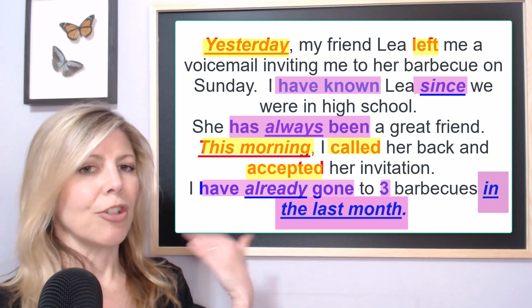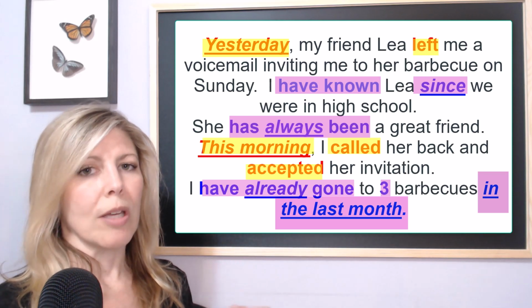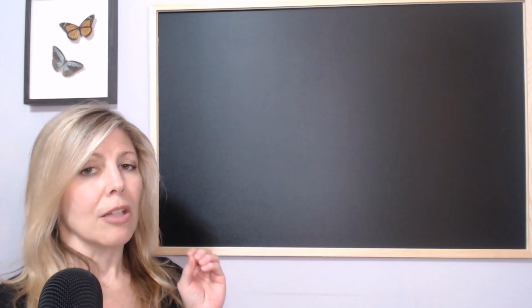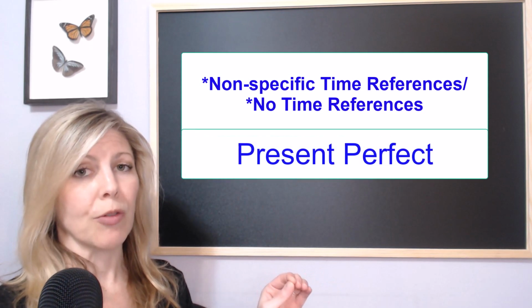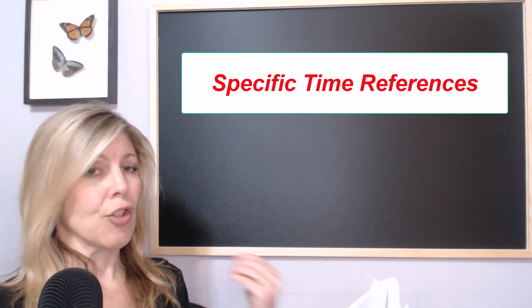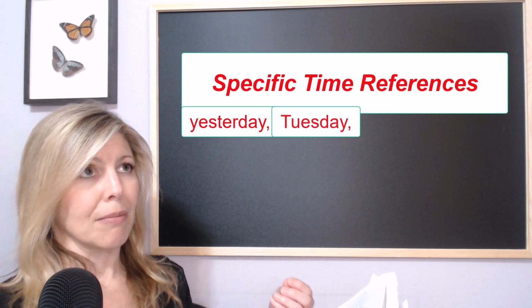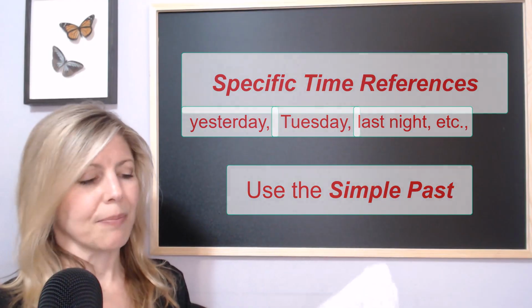So I just wanted you to kind of compare the difference between the present perfect and simple past with these time references. Non-specific time references or no time references, you use present perfect. Specific time references, yesterday, Tuesday, last night. Those are all specific time references.